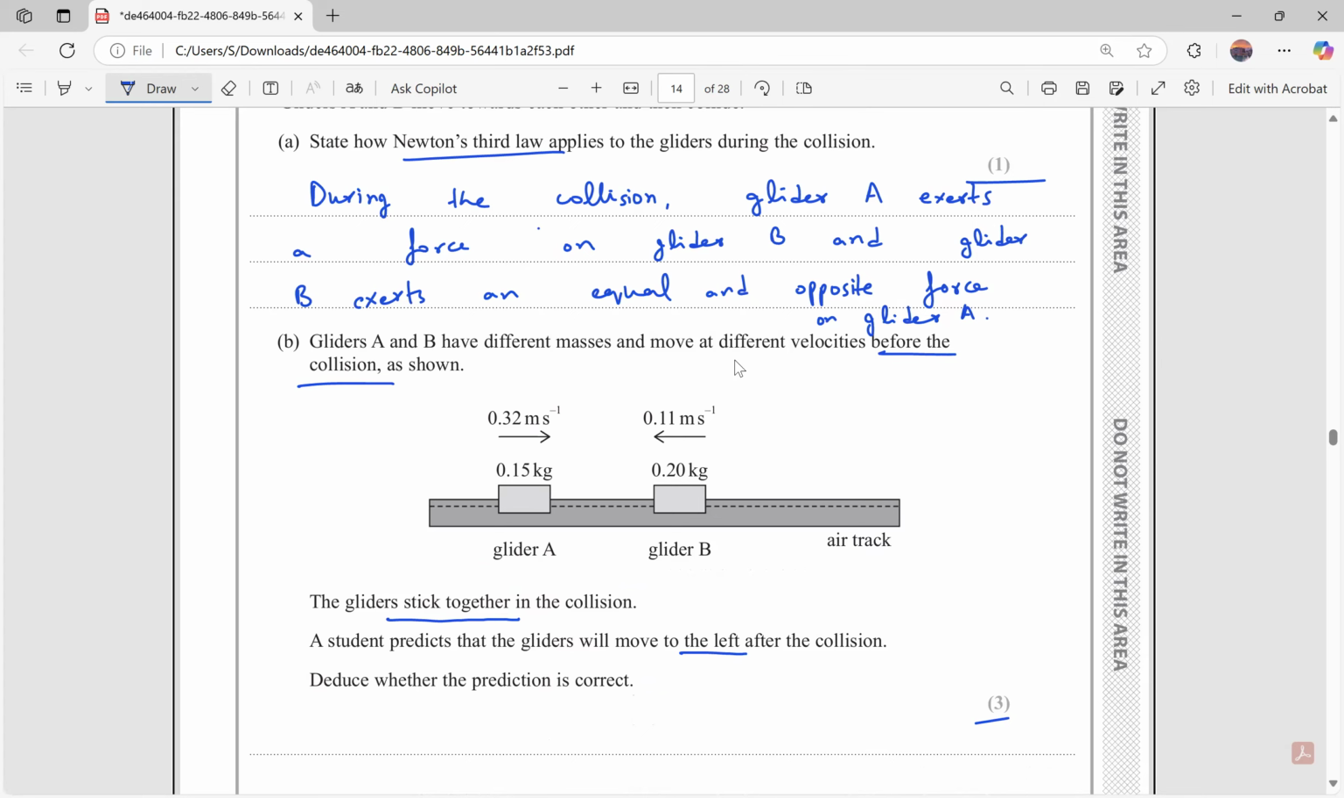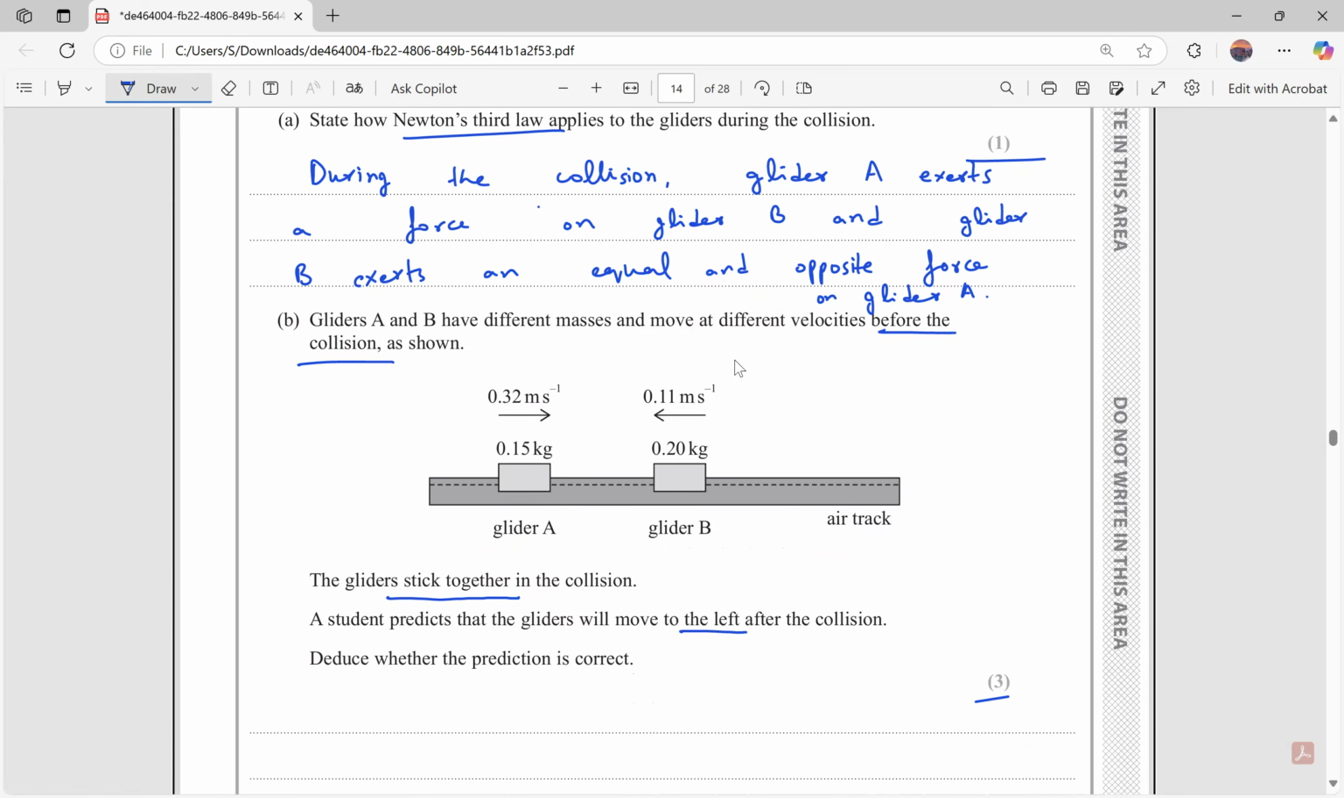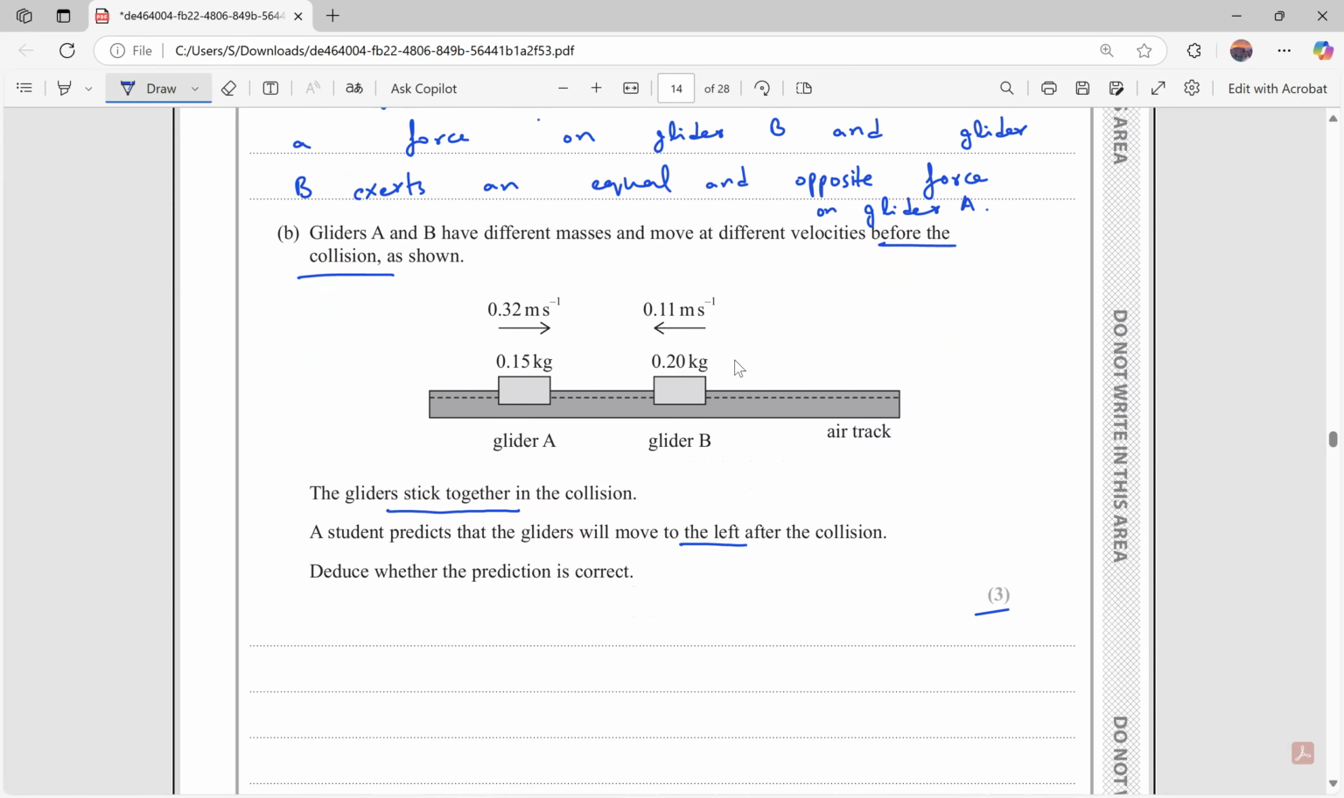So, a classic momentum question, conservation of momentum question. We are given the mass of the first glider and its initial velocity, the mass of the second glider, and its initial velocity. The gliders actually stick together after the collision, and the student is predicting they'll go to the left.